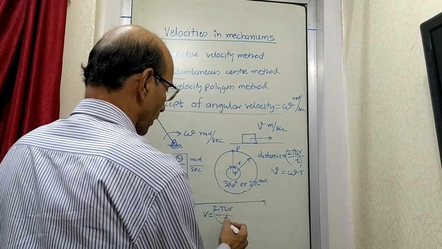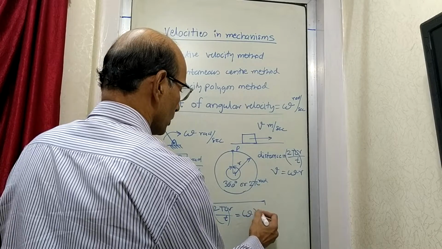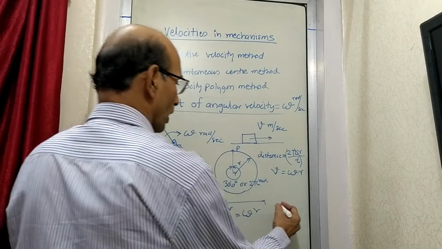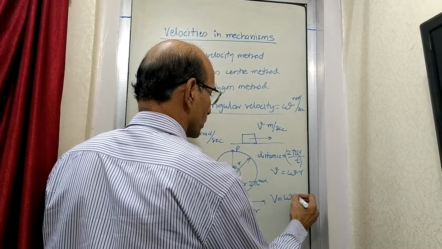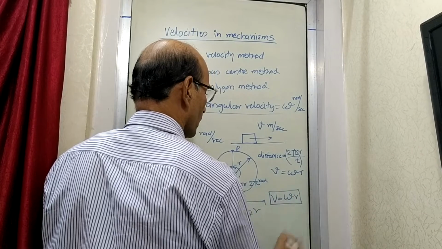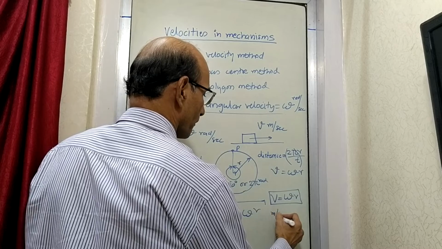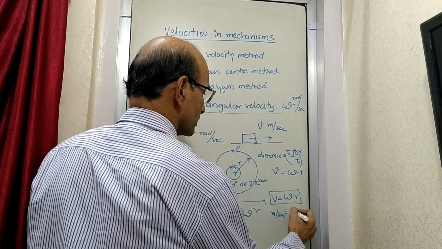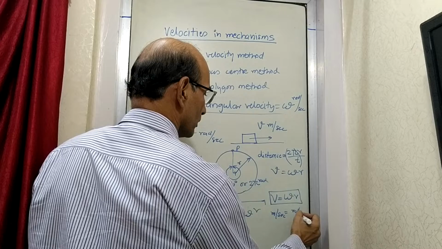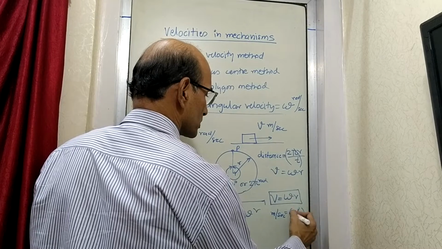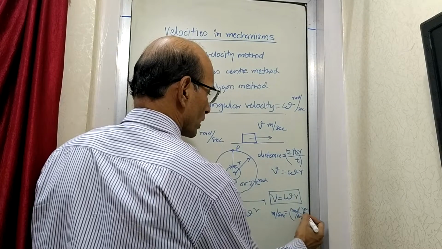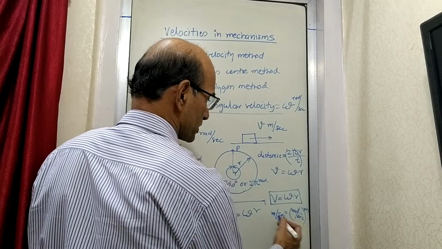So v is 2 pi r upon t. Now out of that, 2 pi upon t is omega. So it is omega into r. Therefore the formula has come: v is equal to omega into r, where v is in meters per second, omega is in radians per second, and r is again in meters. Radians we are now using, so automatically it comes to meters per second.